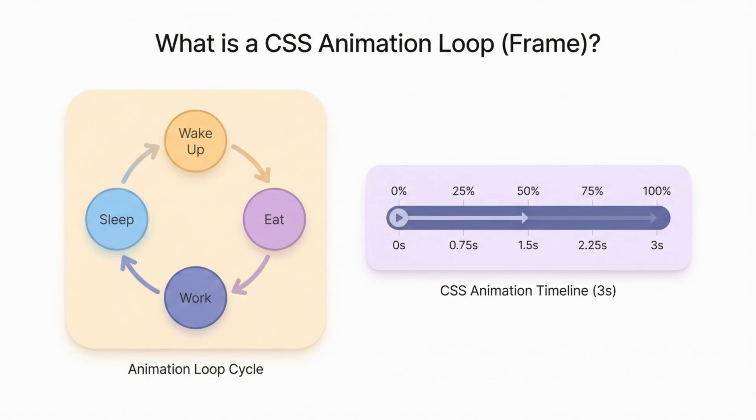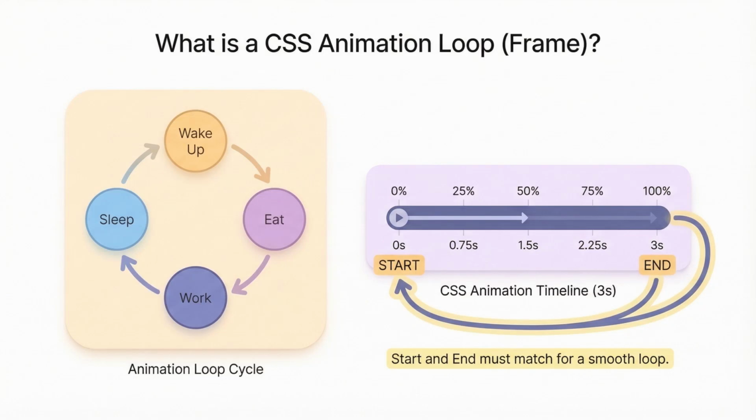So, what exactly is a loop in animation? Think about your daily life. You wake up, eat, work, sleep, and then it repeats. That's a loop. In CSS animations, a loop means one sequence of changes that runs from start to finish, and then repeats. The time it takes to complete one full cycle, say 3 seconds, is your animation duration.